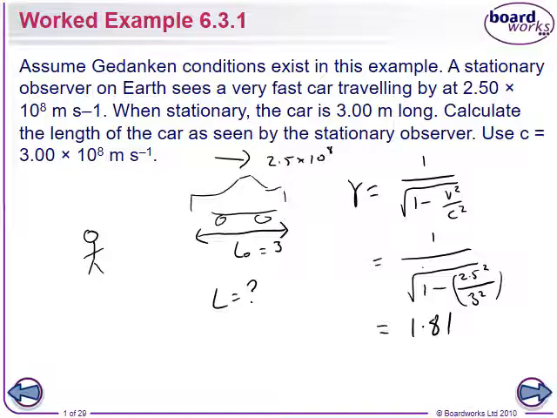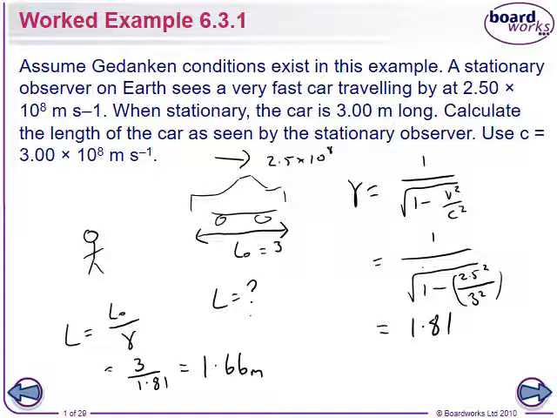So remember our formula: L is equal to L0 over the Lorentz factor. What's L0? 3 metres. 3 metres divided by 1.81. What is that? 1.66 metres. So the car at rest is 3 metres long. As it moves faster and faster, closer to light speed, it gets shorter and shorter. So at 2.5 times 10 to the 8 metres per second, our observer outside the car would see the car contracted to 1.66 metres long.